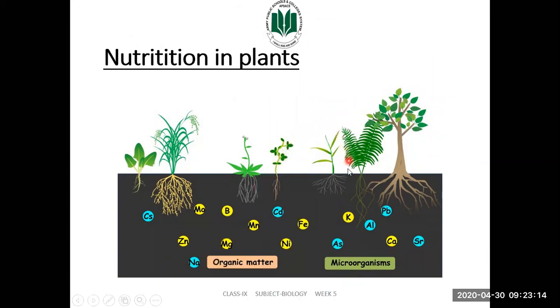Plants also need nutrition. Basically, they need water and soil. The soil is providing them with a lot of minerals, which are used for their growth. As you can see here, different nutrients and different minerals are present, in the form of organic matter and different microorganisms.